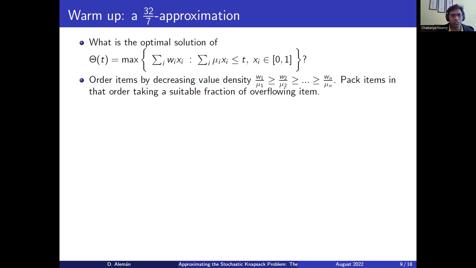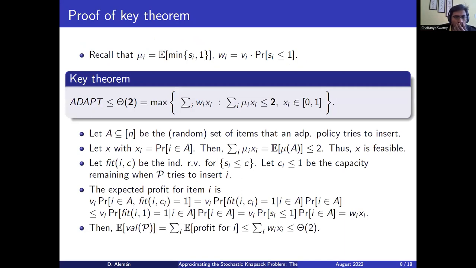Sorry, David. David, can you just show the previous slide? Yeah. So, can you explain why you could remove the conditioning there in the last step? So you have probability fit I comma one equal to one given that I is in A. And it seems like you're saying that you're removing the conditioning there and saying that that's just the probability that fit I comma one is equal to one. So can you explain why you can do that?